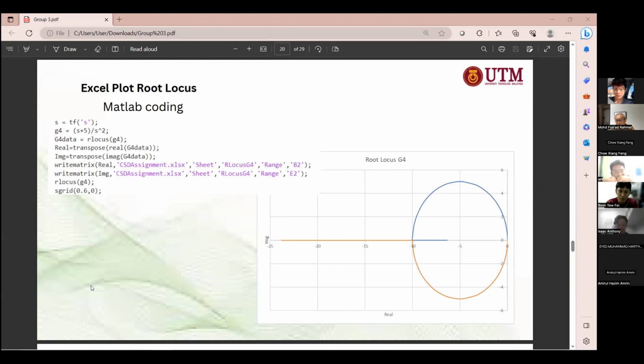I'll give a tip: interchange. Interchange the row and the column. Smart. Interchange between the row and the column.